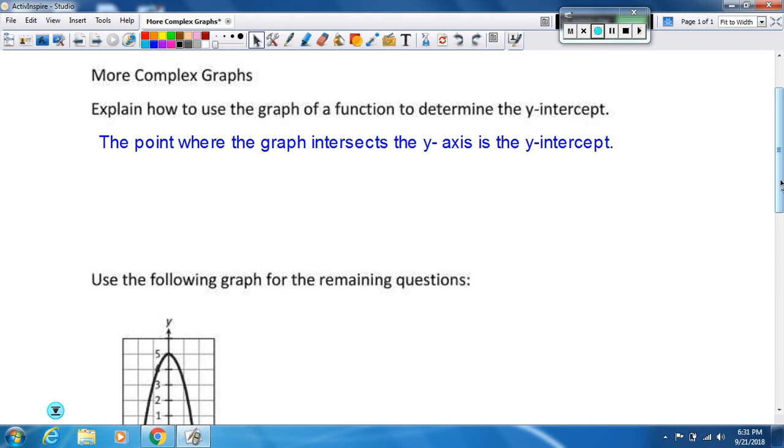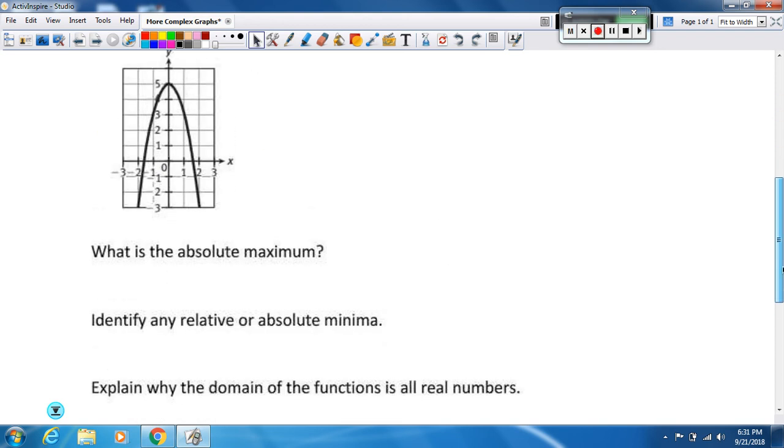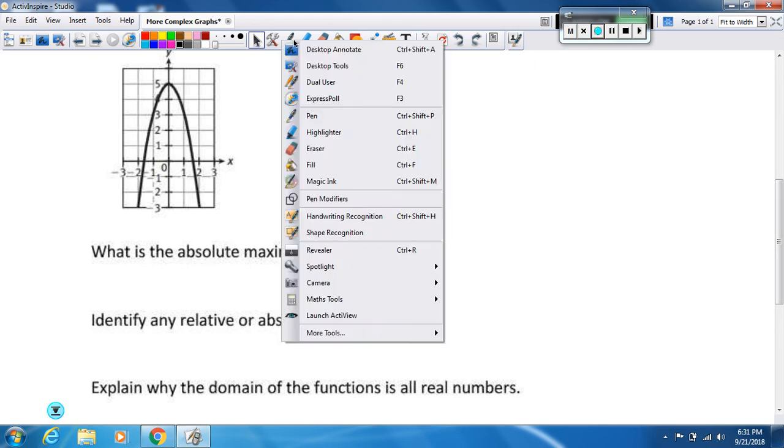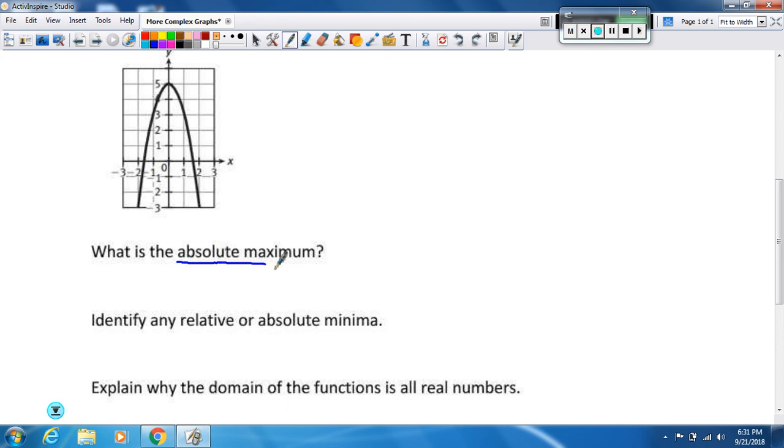Use the following graph for the remaining questions. What is the absolute maximum? Well, absolute maximum is the highest point. So you go to the highest point, and it's right here, and if you wanted that value, it's 5. So you look at the y-axis on the highest point, and that is the value of the absolute maximum.